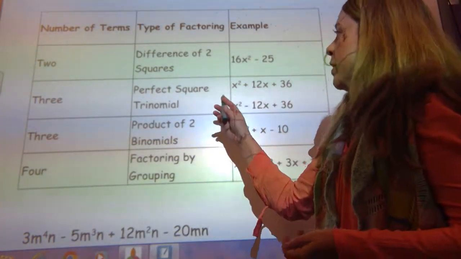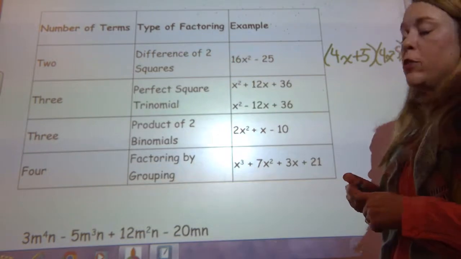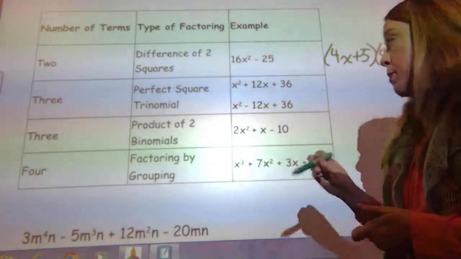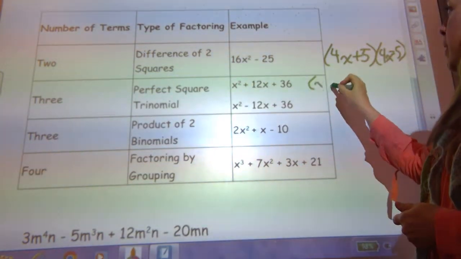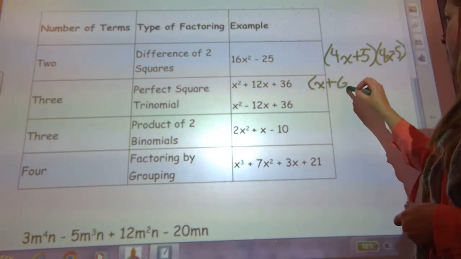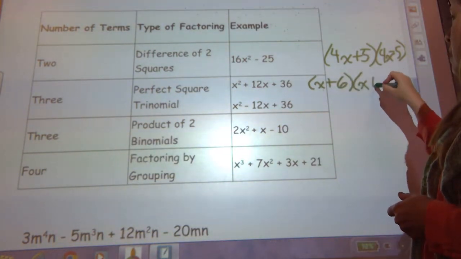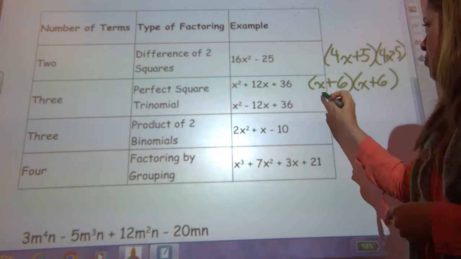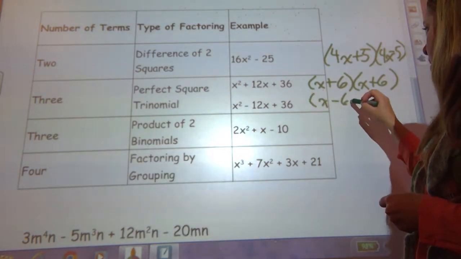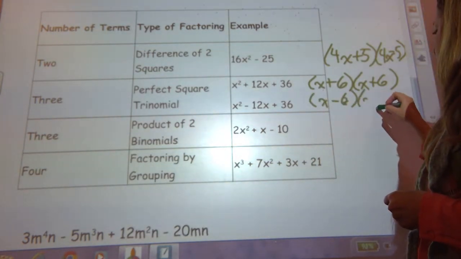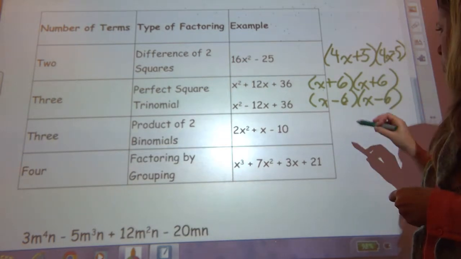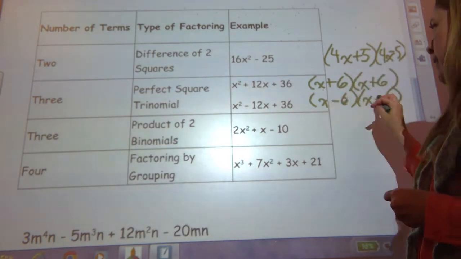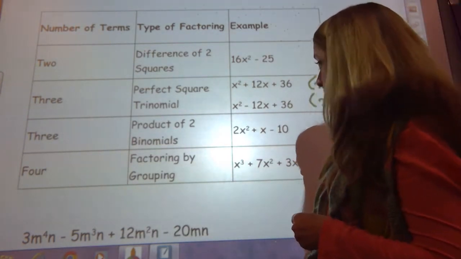If you get to this point, ask yourself, is it a perfect square trinomial? Remember when we did those? This would be x plus 6 times x plus 6. This one would be x minus 6 times x minus 6, or x plus 6 squared and x minus 6 squared, okay?